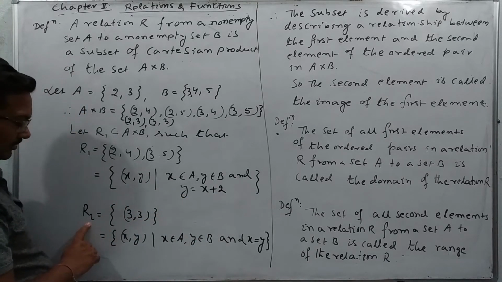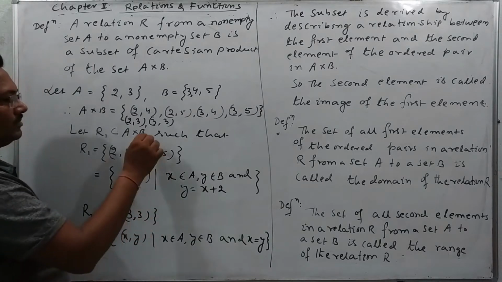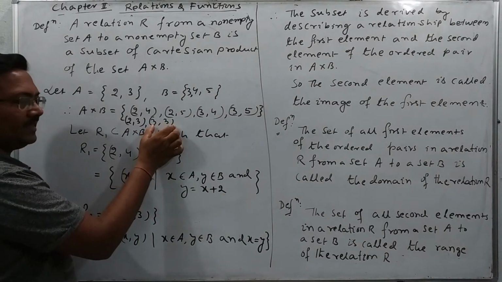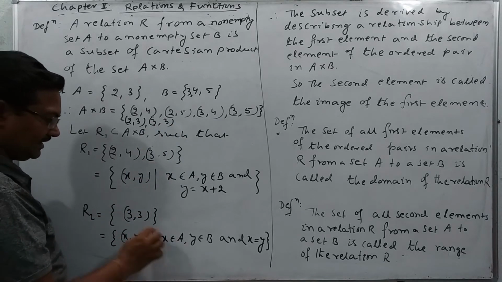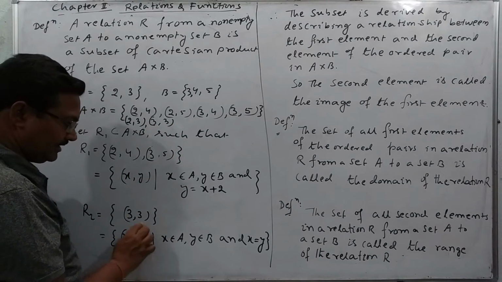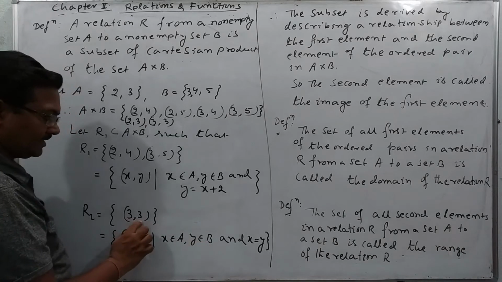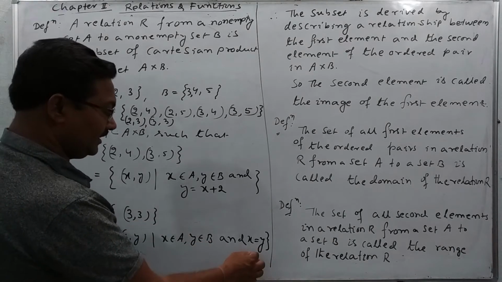Similarly, R2. For R2, we took a singleton set {(3, 3)}. The (x, y) is such that x is in A, y is in B, and x equal to y. This is the relation equal to.